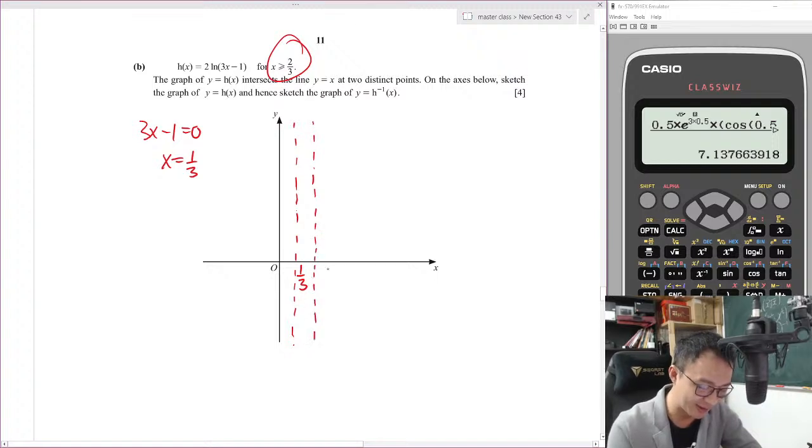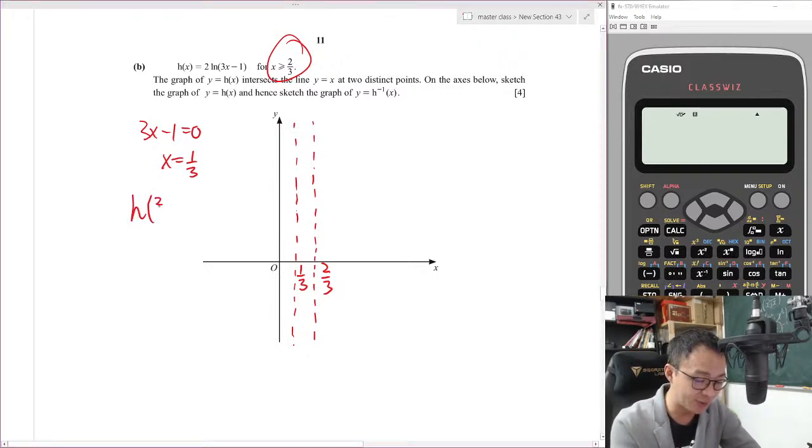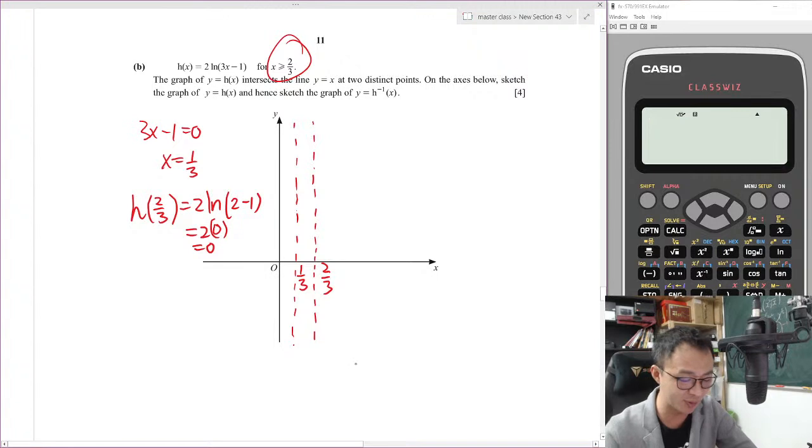So I want to know what happens when x equals 2 over 3 for my equation. If I put 2 over 3 in here, I get 2 ln(2 minus 1), which is 2 ln 1, and ln 1 is 0, so it equals 0. Okay, nice. That means at 2 over 3 I will start at 0. So my graph starts from 0.